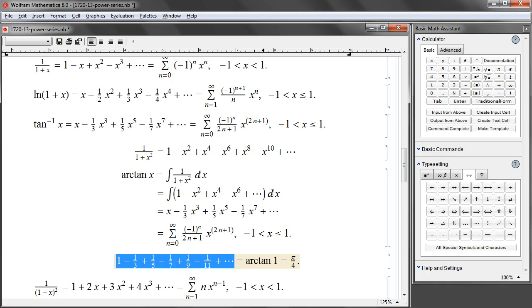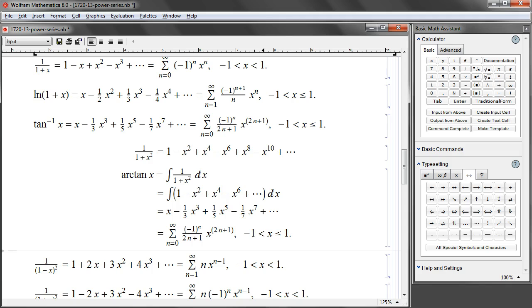Although I must warn you, this is not really a good way to calculate pi precisely, because this convergence is very, very slow. So even though you take some thousands of terms, you're not going to get really accurate approximation of pi. In any case, there is a nice identity here that you should remember.